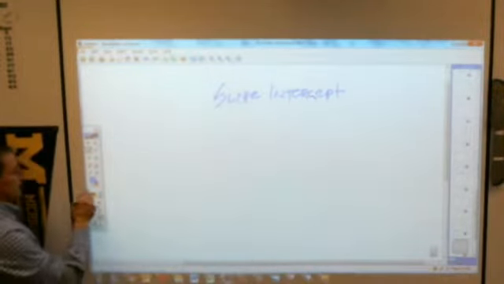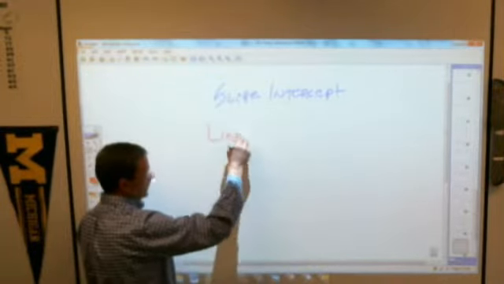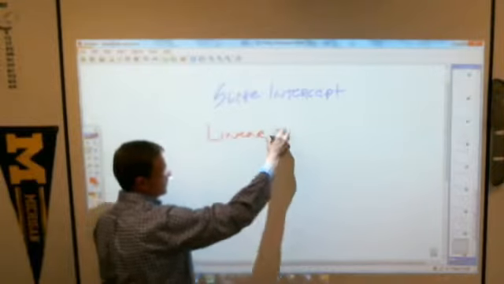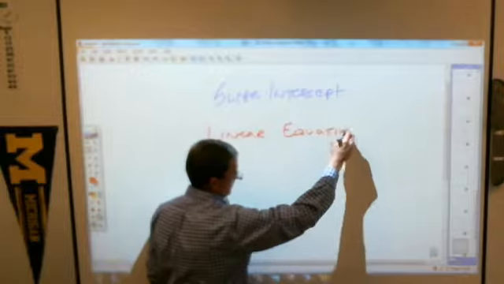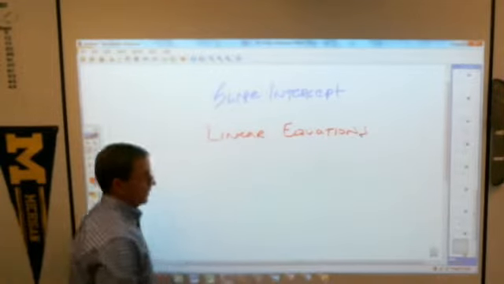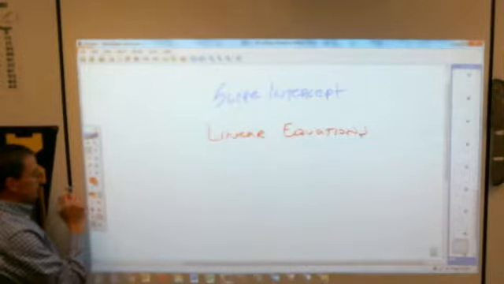Slope intercept form, and again, I would put a separate piece of paper that says linear equations. Can anybody tell me why it's called a linear equation? It's line equations. Equations that make lines. Yeah. Lines that make sense.